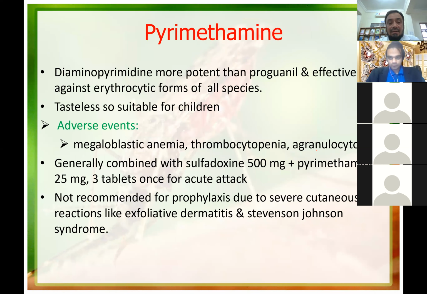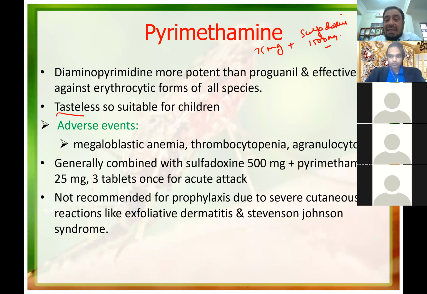Pyrimethamine is tasteless and so suitable in children. Always it is combined with sulfadoxine. So pyrimethamine, 75 milligram, is always combined with sulfadoxine, 1500 milligram. Okay, and this dose, a single dose, is sufficient for treatment of uncomplicated falciparum malaria.